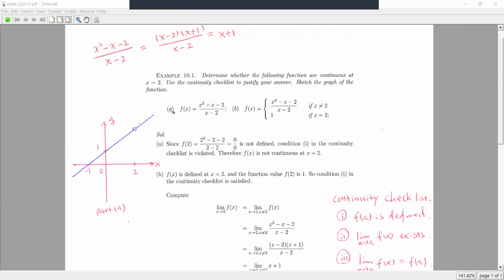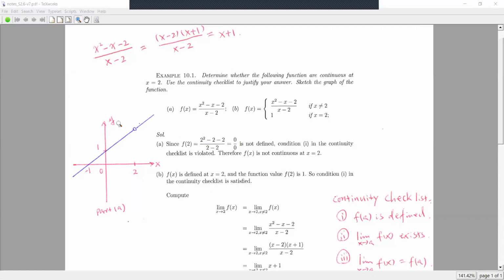Now, the function in part A. This function is not defined at point 2. When we plug in 2 for x, then we have 0 over 0, not computable. So condition 1 in the continuity checklist is violated. Therefore, the function is not continuous at point 2.